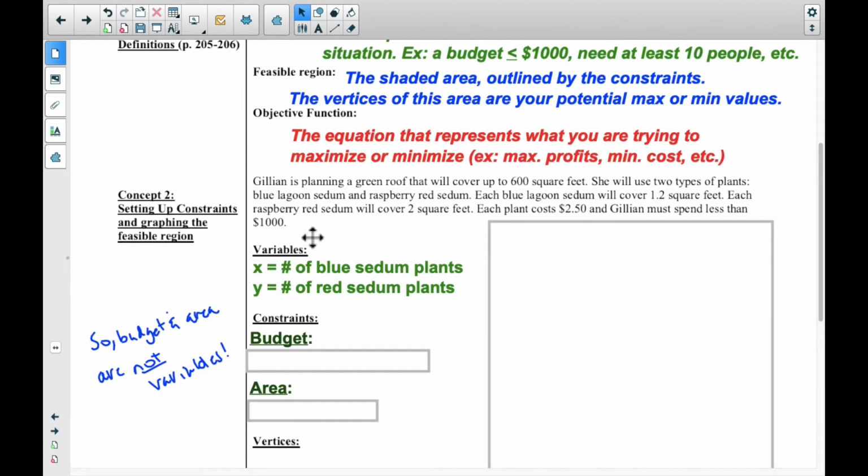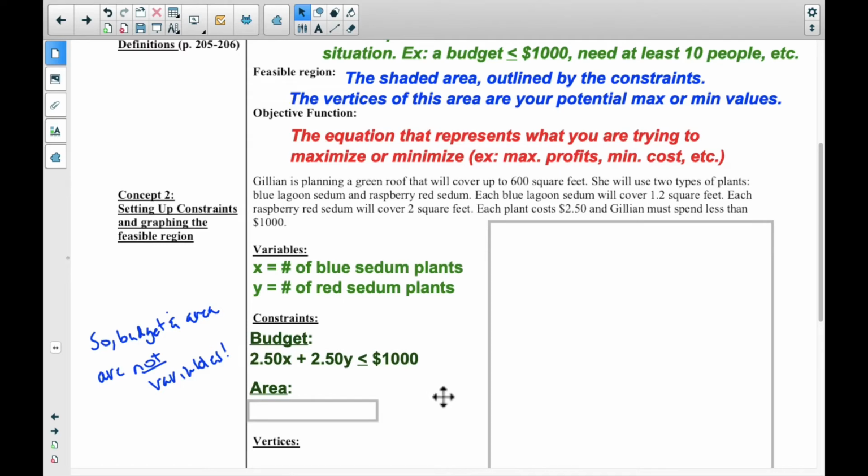Well, what other dollars do we have? We have a cost of $250 each. Now, it doesn't say which one's a red sedum and which one's a blue sedum. That means each of them costs $250 a piece. So in our budget, we have 250X plus 250Y. They're each 250 a piece. And if we add up together how many we have for the blue and the red together, it has to be less than or equal to 1,000.